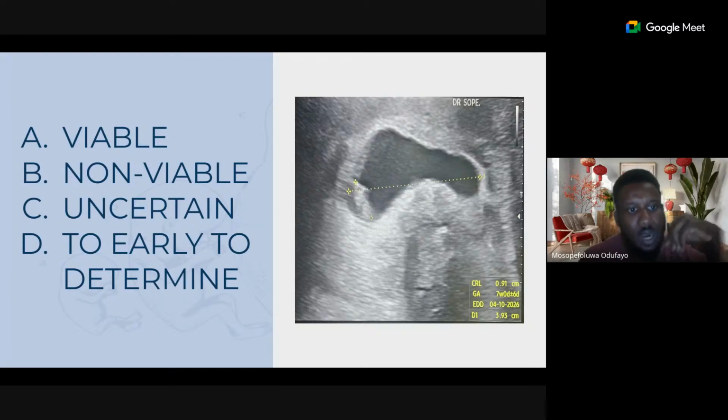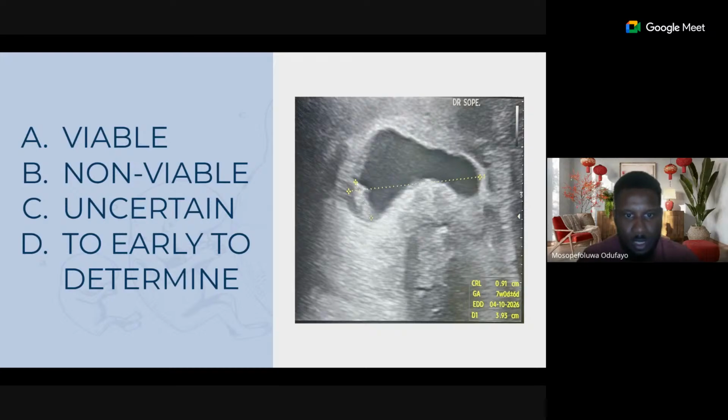Though we can see the crown rump length quite all right, the crown rump length is from this point to here, 9.1 mm or 0.91 cm. We are not able to determine viability until we see the heart rate. So this one is uncertain. Until we see the heart rate with the crown rump length, then I can say.